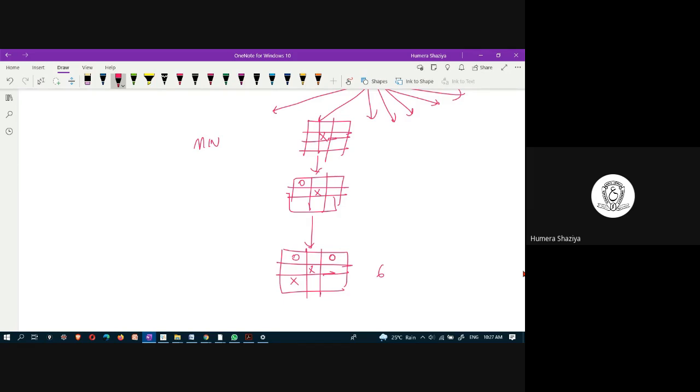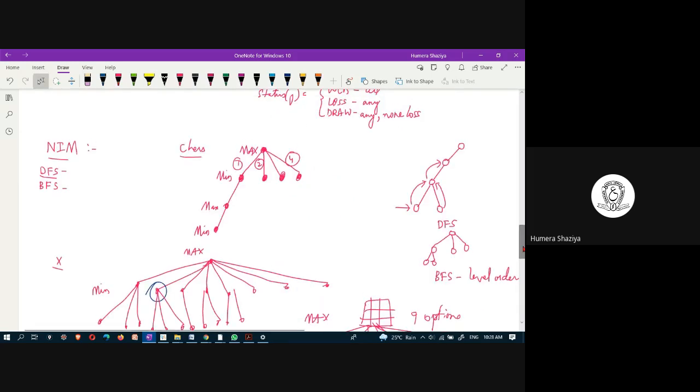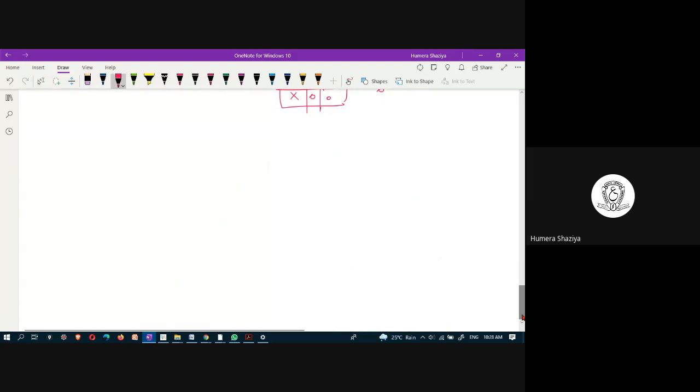If Min places a knot at this point, this point, or this point, there is, or rather, it is for sure that Max would win. If this slot is kept empty, Max would win. So Min would not allow that. Min would put a knot at this point. So this is how game playing proceeds.